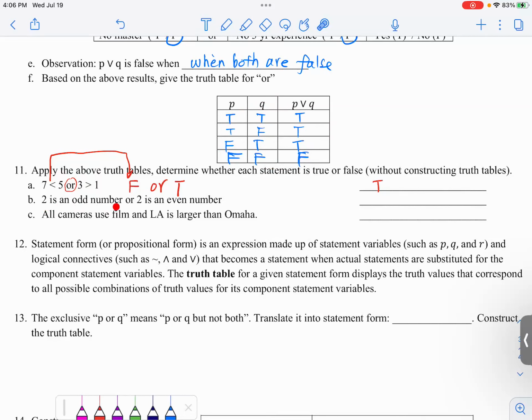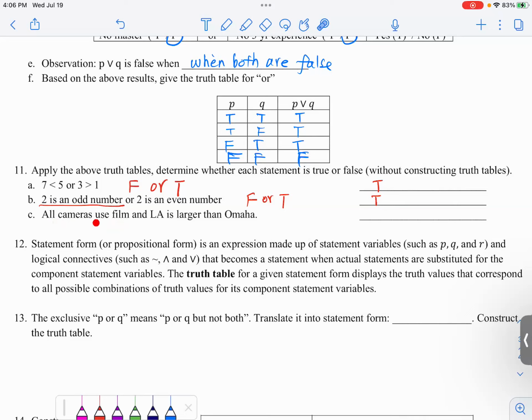2 is an odd number, which is false, right? This is a false statement. Or 2 is an even number, which is a true statement. So again, we look at these charts. False, true, and the result is true. This is an or statement. So therefore, we do know this is true. You may try the last one: pause the video a little and then come back.